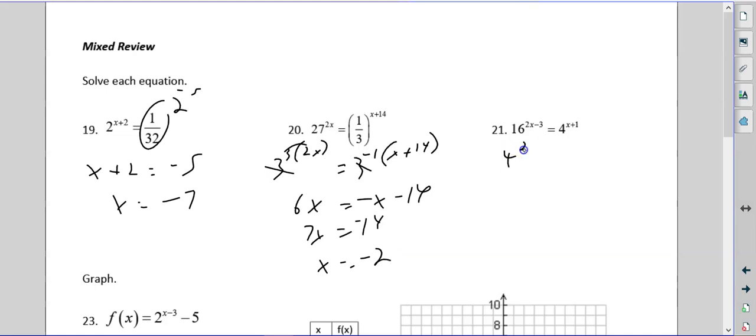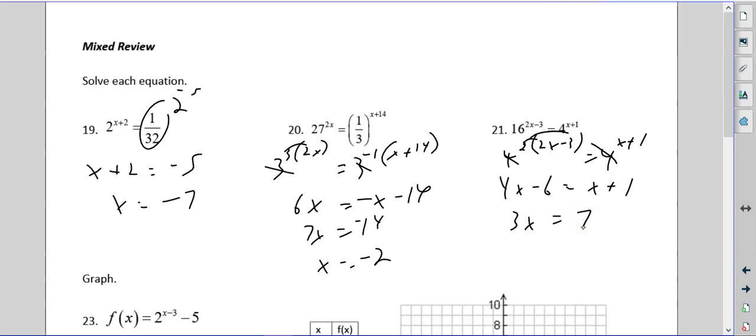16 is 4 squared. 2x minus 3. 4 is just 4 to the 1, so that's x plus 1. Same base. So we distribute this. 4x minus 6 equals x plus 1. Subtract x. Add 6. Divide by 3. 7/3. Now this one you could have also done with 2 instead if you wanted to.